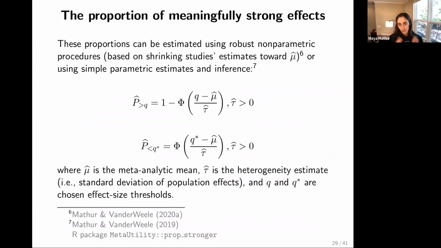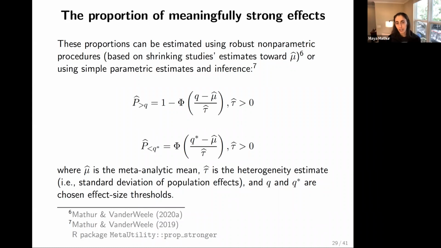And so again, just in the general context of random effects meta-analysis before considering confounding, these proportions can be estimated using preferably robust non-parametric procedures, which are essentially based on shrinking studies' point estimates towards the mean. So it's conceptually similar to an empirical Bayes estimate, where you're shrinking the estimates to account for their over dispersion relative to the true population effects that is due to the statistical error.